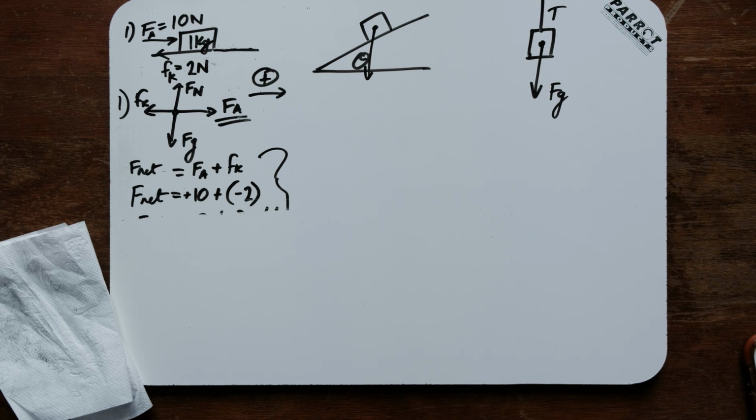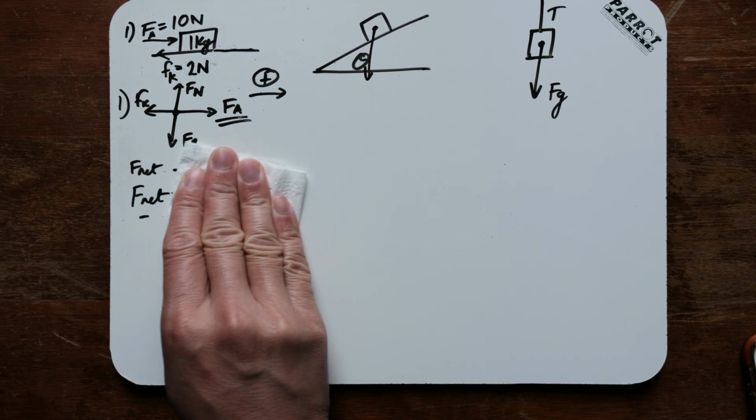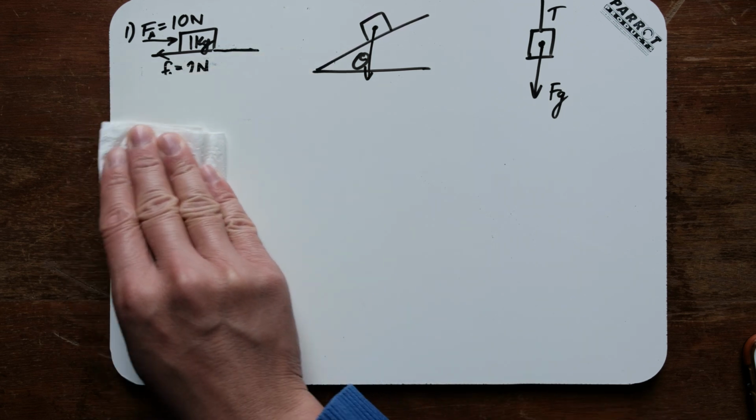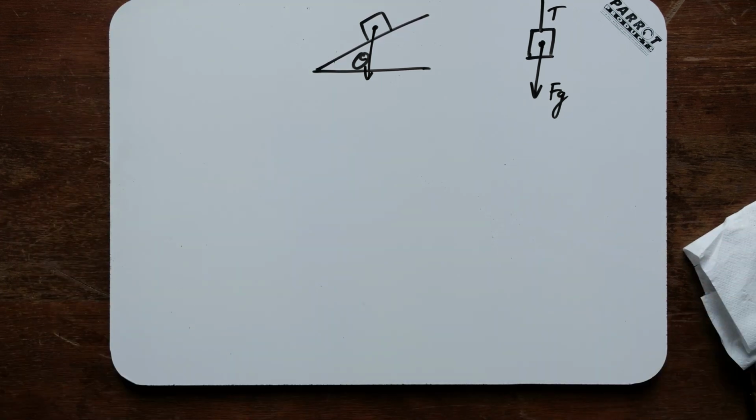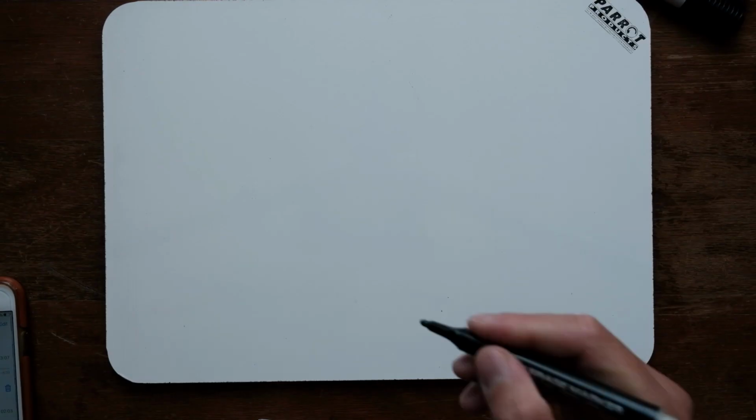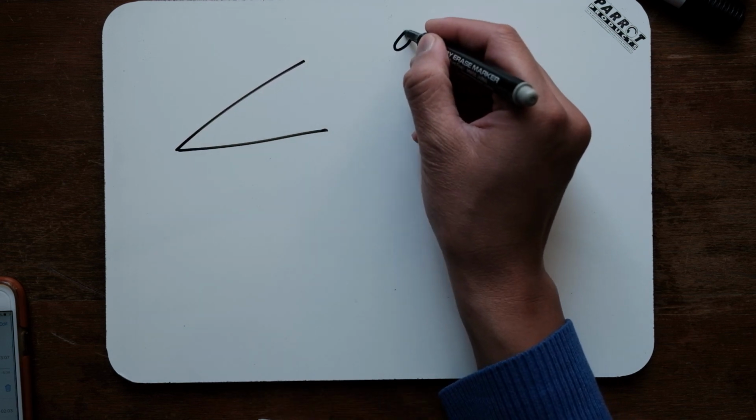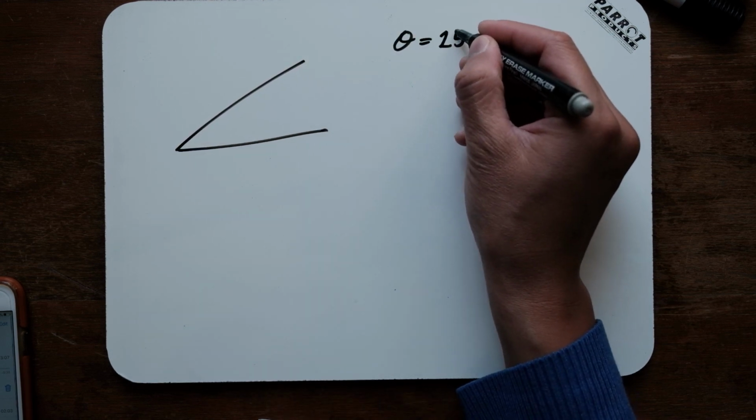Okay, now if we were to calculate acceleration, we would use the equation F net is equal to m times a and substitute it straight in. So therefore a is rather 8 meters per second squared, which would also be acting right.